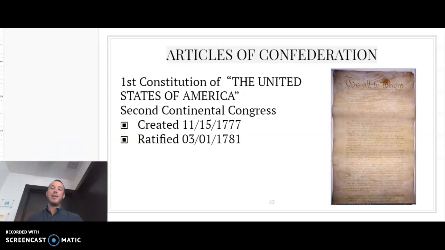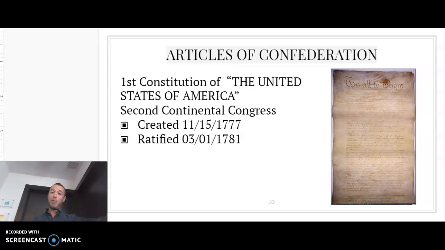So, main things you need to know about the Articles of Confederation is, like I said, the first Constitution of the United States of America. It's created very, very early after the Declaration is written. It is ratified, as you can see, in 1781. It is the governing document that is in charge of our country as the American Revolution comes to its conclusion, as the War for Independence begins to come to its conclusion.